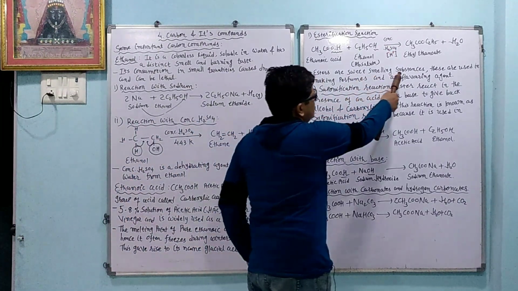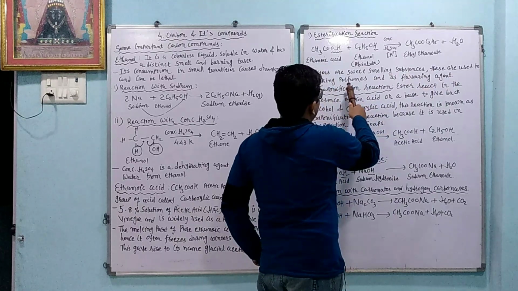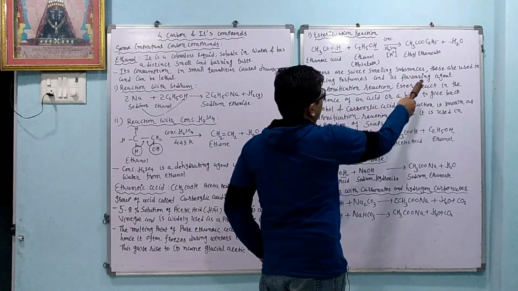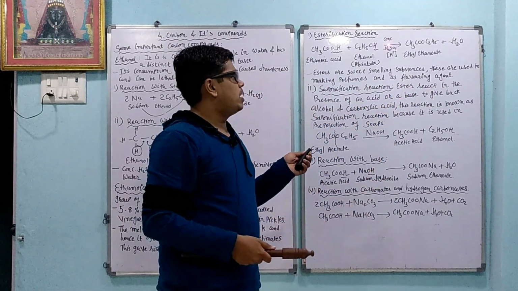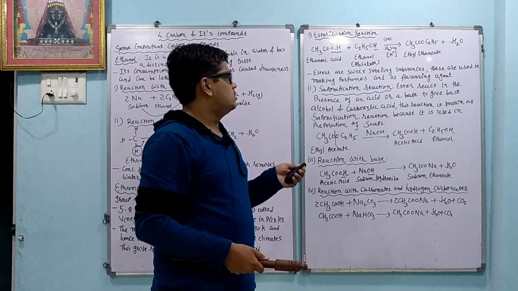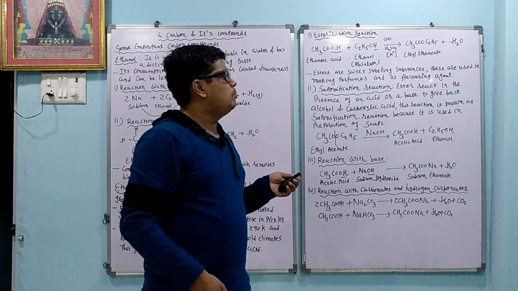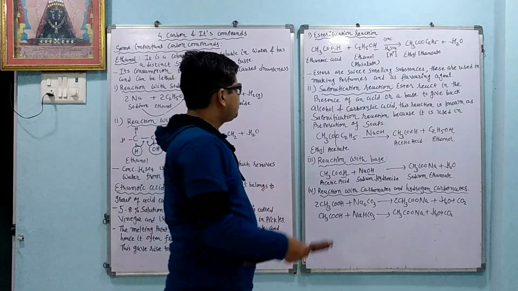Esters are sweet smelling substances. These are used in making perfume and as a flavoring agent. It is a very sweet smelling substance, so they are used in making perfume and as a flavoring agent.